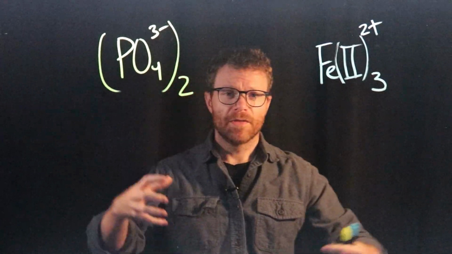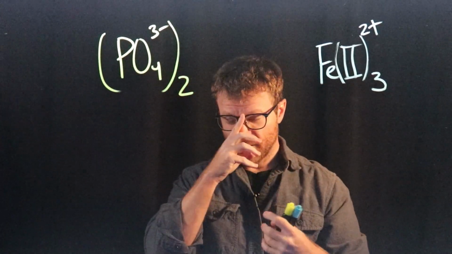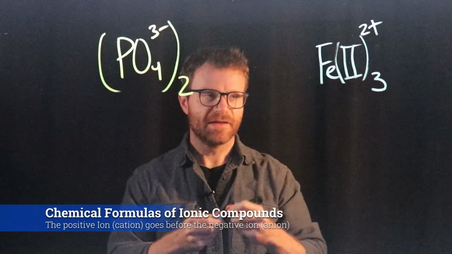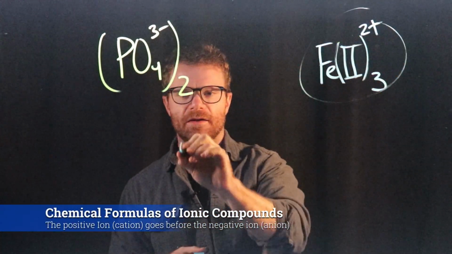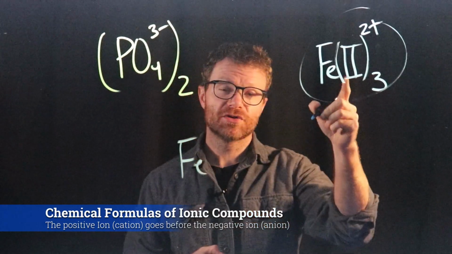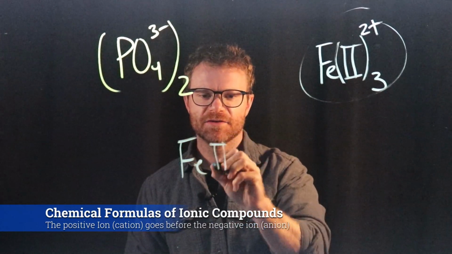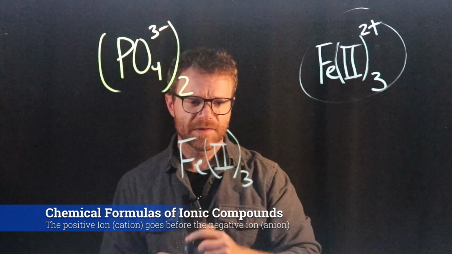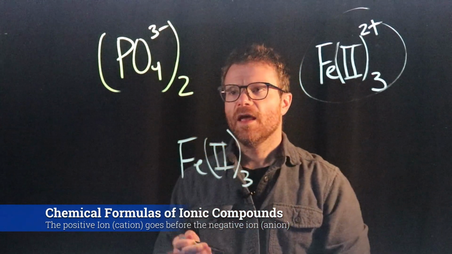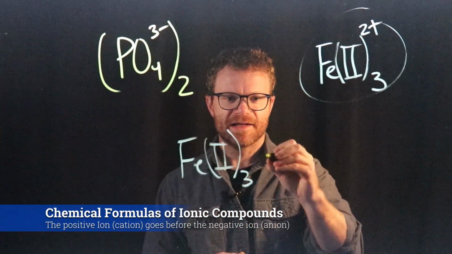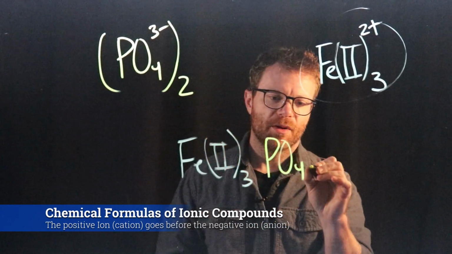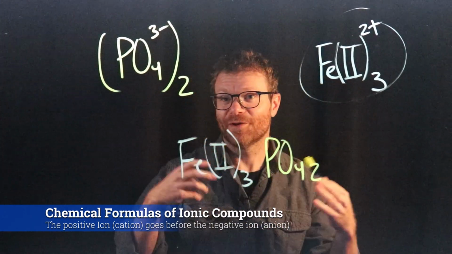Okay, then we're going to stick them together to make the chemical formula. Remember, the cation always goes first. In this case, that's the iron. So Fe. Be sure to include that oxidation state. That's useful information. And there's 3 iron atoms. And then we put our anion next. That's the PO4. And then I'm going to put a little 2 there, and we're done, right?